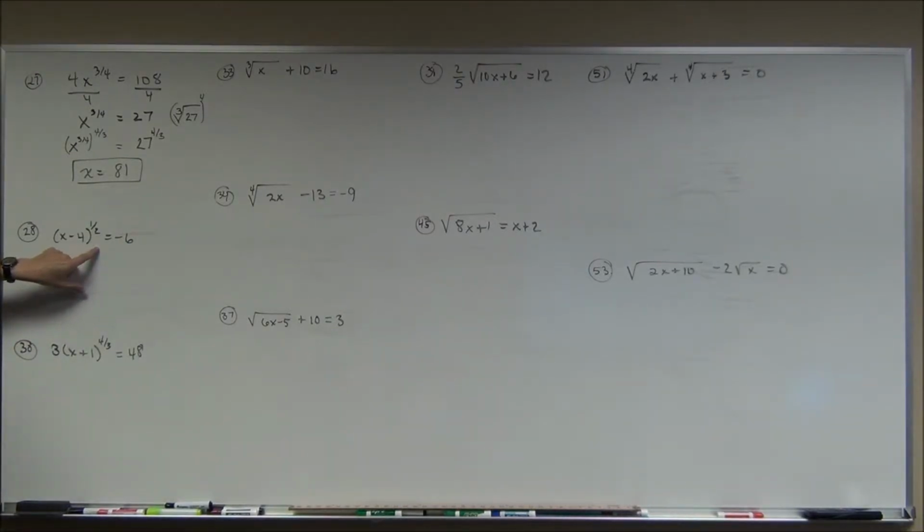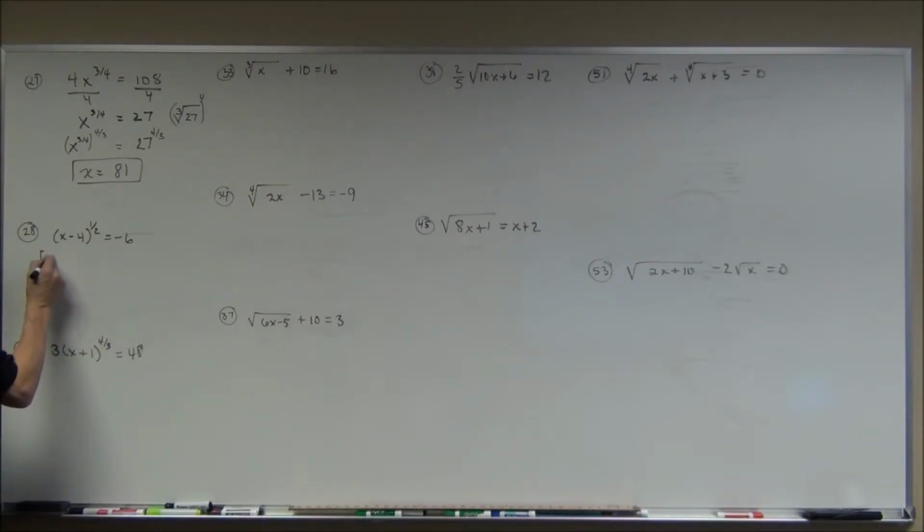Down here, I want you to be aware of this one. It doesn't happen every single time, but notice that you have a square root, because that's what the 1/2 power means. It's a square root, and it's equal to a negative number. Okay, this is a principal square root. You can't get a negative number. There's no solution here. You can see it coming.